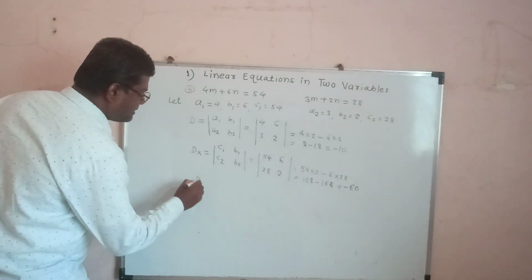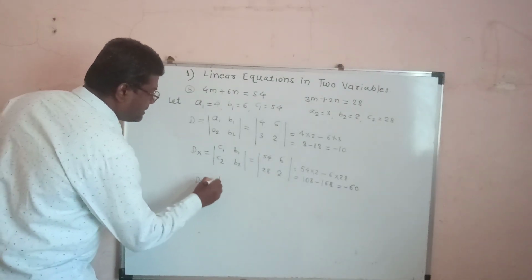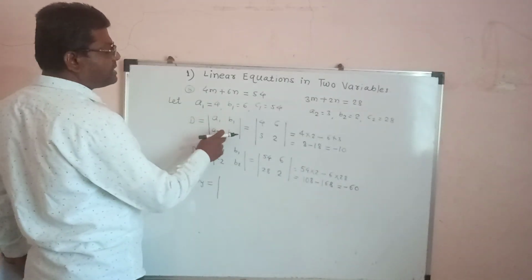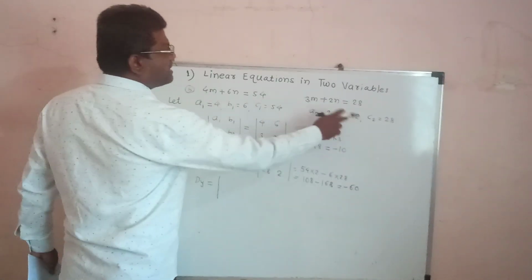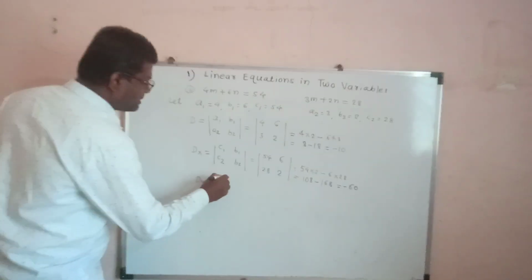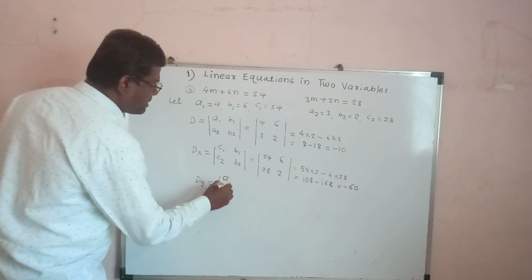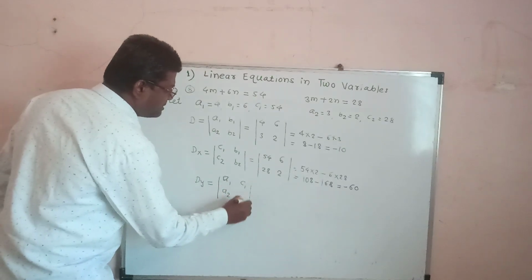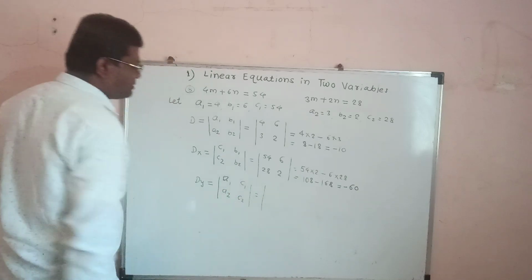Now let us find determinant Dy. In this determinant we replace b1, b2 by c1, c2 and the first column remains the same. Therefore we have a1, a2 in the first column and c1, c2 in the second column. Put the values.